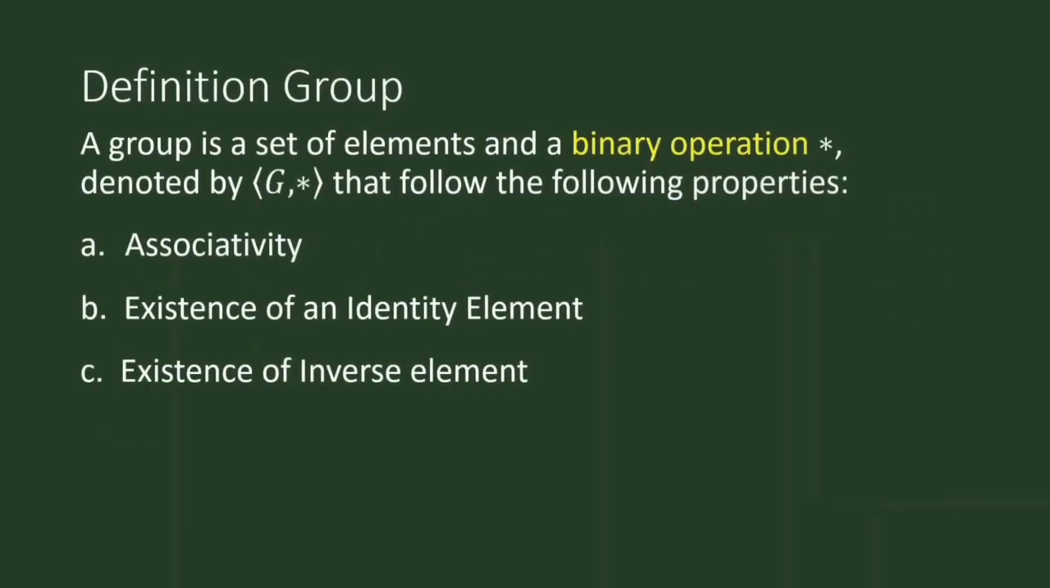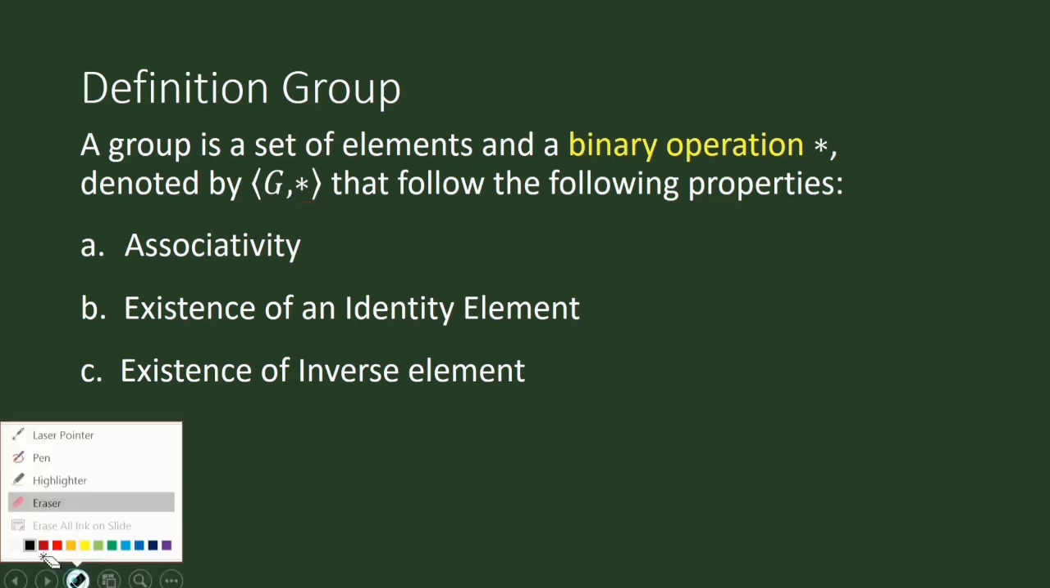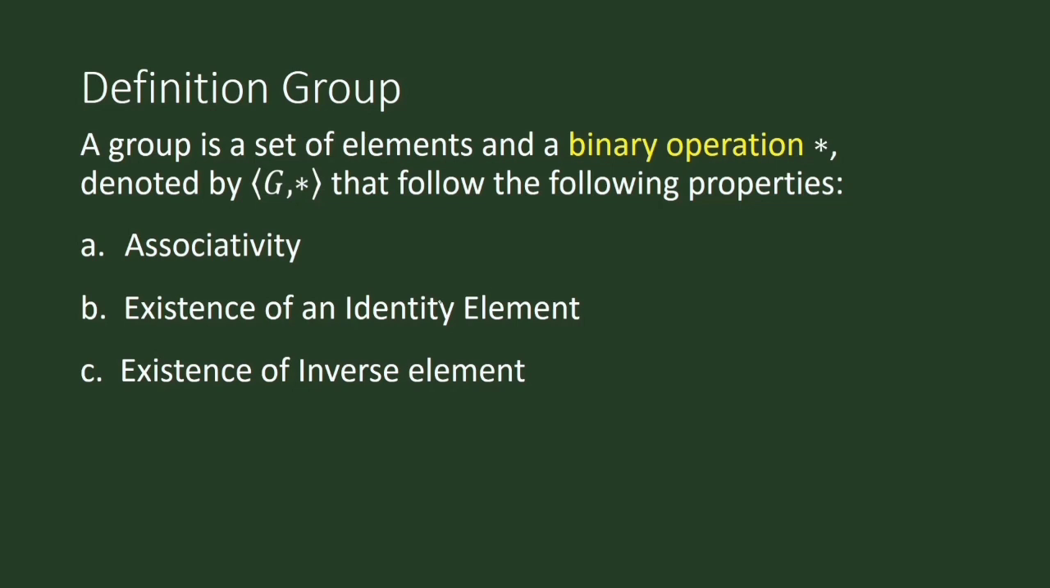So let us show examples of groups. Let us begin with the sets that are infinite. A group is a set of elements and a binary operation denoted by this. This is how we denote the group. So a group is always a set and the operation we apply on the elements of that set. It is a set and a binary operation such that these properties are satisfied: associativity, the existence of an identity element, and the existence of an inverse element.